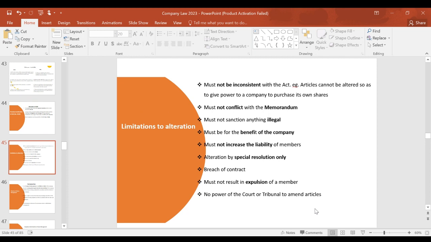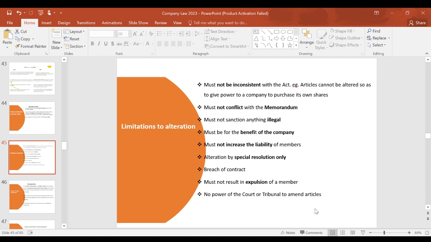It's also important for us to know that any alteration of this company should not be to the benefit of an individual person, but rather it should be to the benefit of that company. And it will be unlawful if this alteration is done to increase or to alter the liability position of the members. Remember, we said that liability of members is either limited or unlimited.